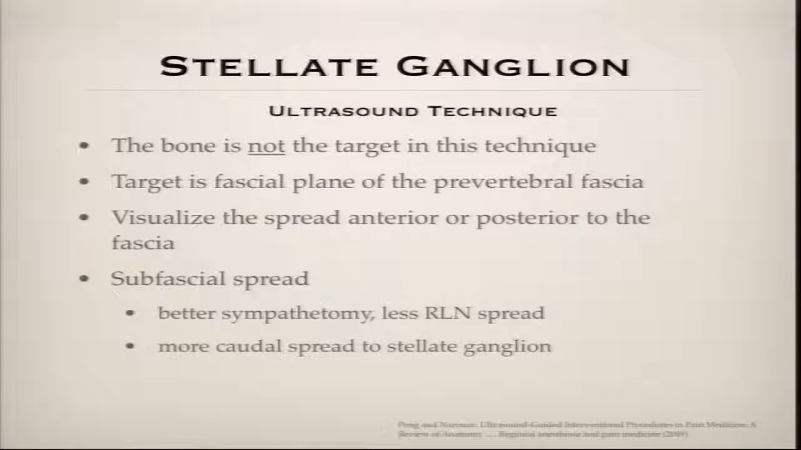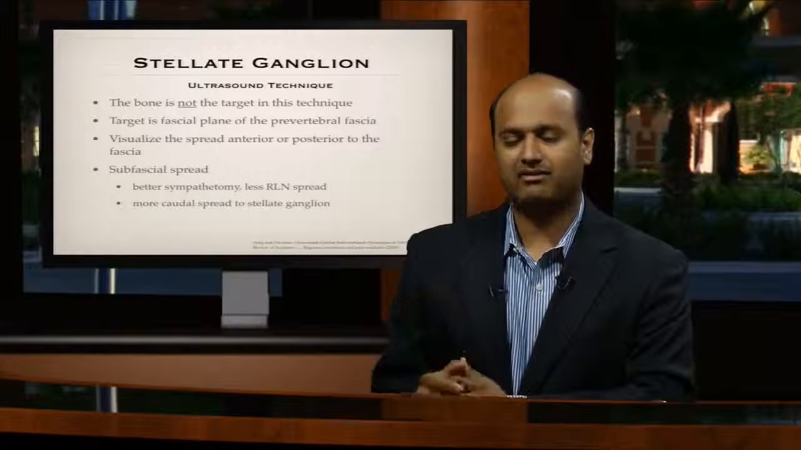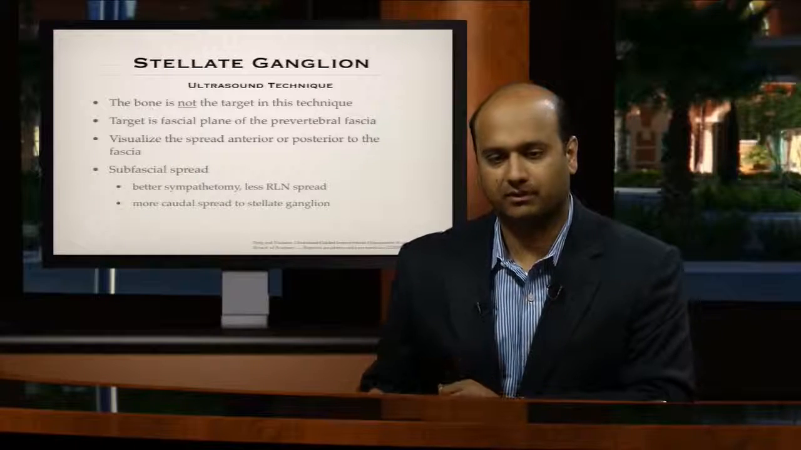With ultrasound, the bone is not the target, and the target is the fascial plane and the prevertebral fascia. So you can visualize the spread under ultrasound guidance anterior and posterior to the fascia and verify that you have spread towards the stellate ganglion. You get a better sympathectomy, less recurrent laryngeal nerve spread, and you can improve your caudal spread towards the stellate ganglion and not just have it focused at the middle ganglion.